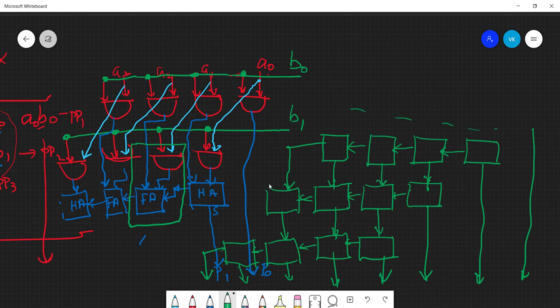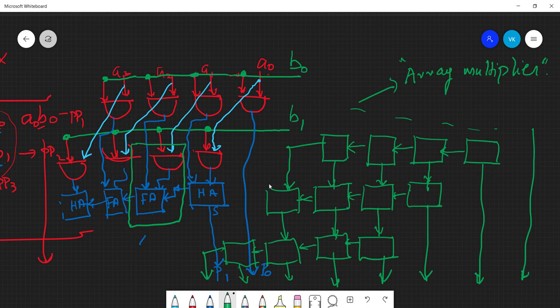The first row will be composed of only these AND gates. So this is how your multiplier is going to look, and this structure is what we call an array multiplier. Okay, so there are different kinds of multipliers possible, and this is one of the most straightforward.